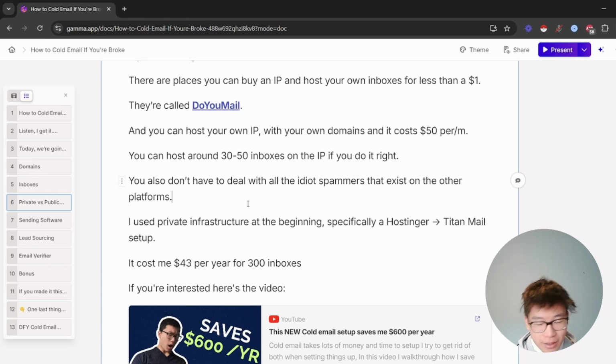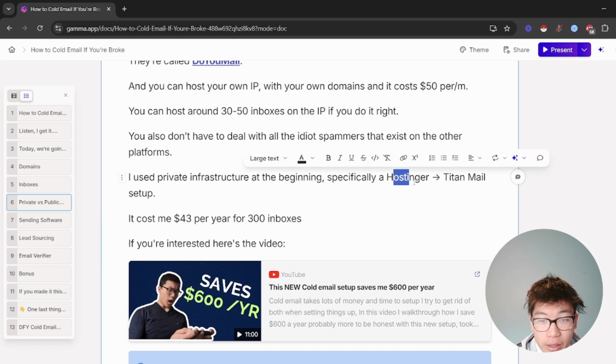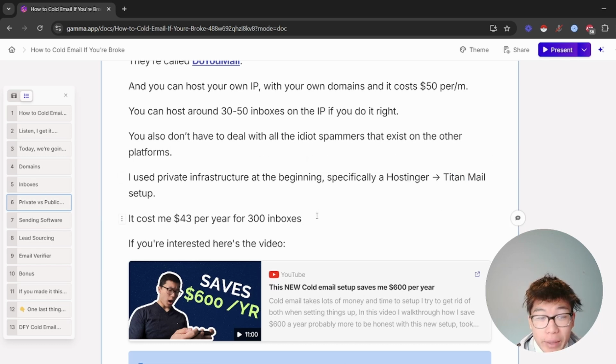And now the big honcho thing at the end is I used private infrastructure at the beginning. Specifically, I ran a Hostinger setup to Titan email. And I'm going to be honest, it worked for a bit. It cost me about $43 per year for Hostinger. The Titan mail came as a benefit, and I got about 300 inboxes for that price.